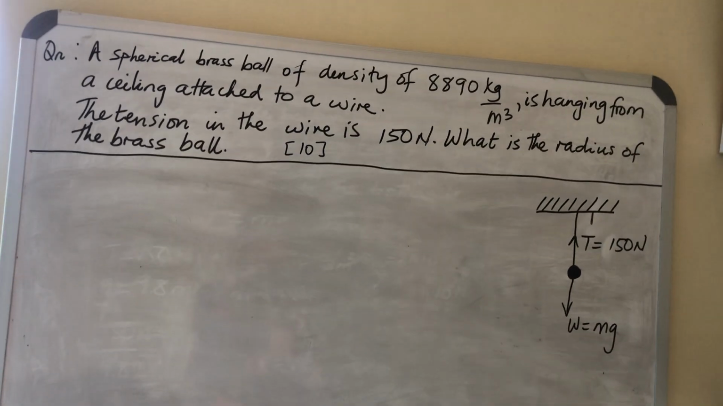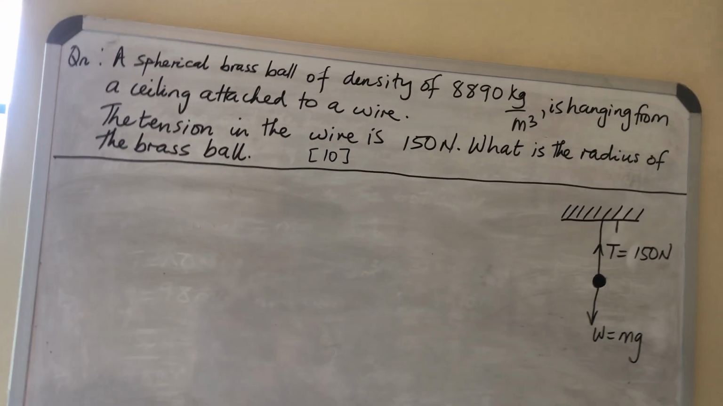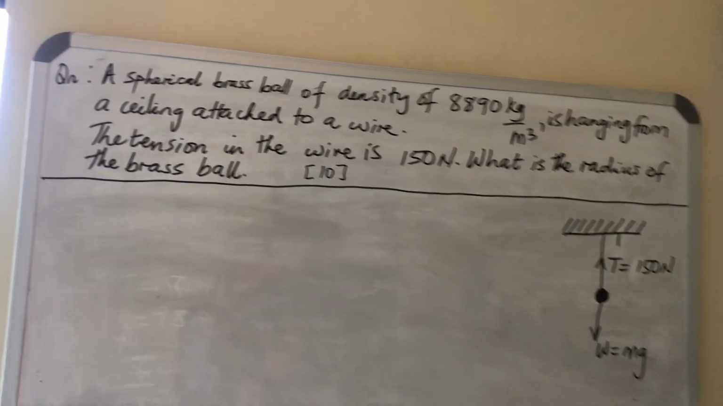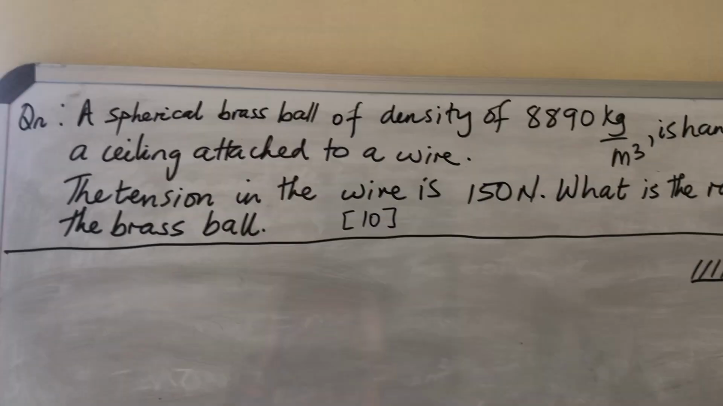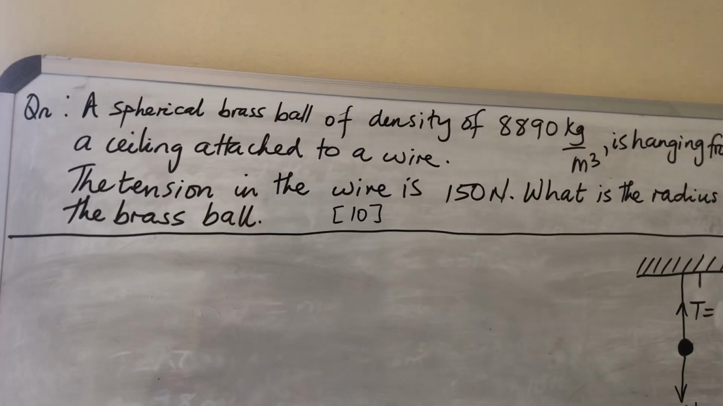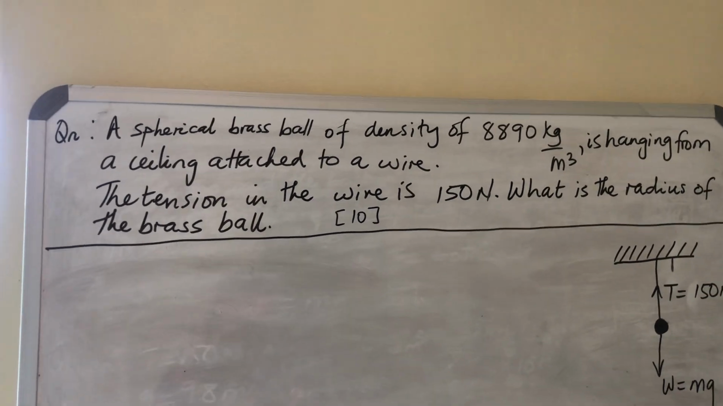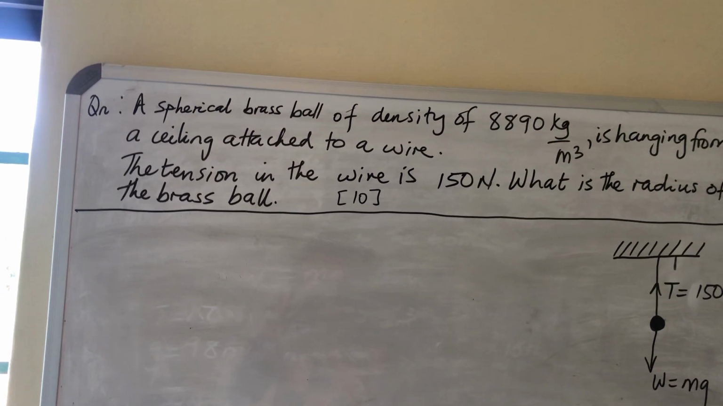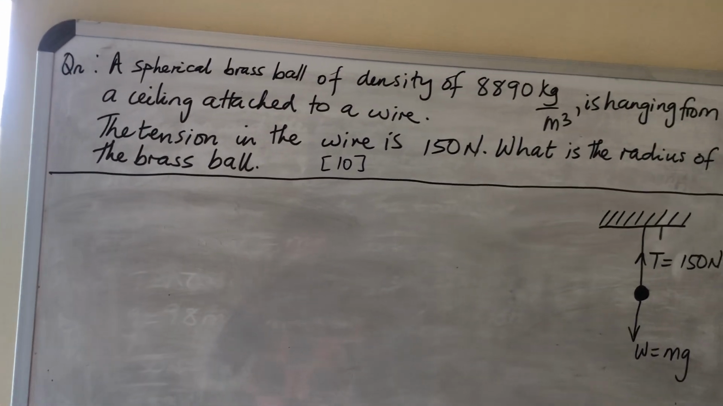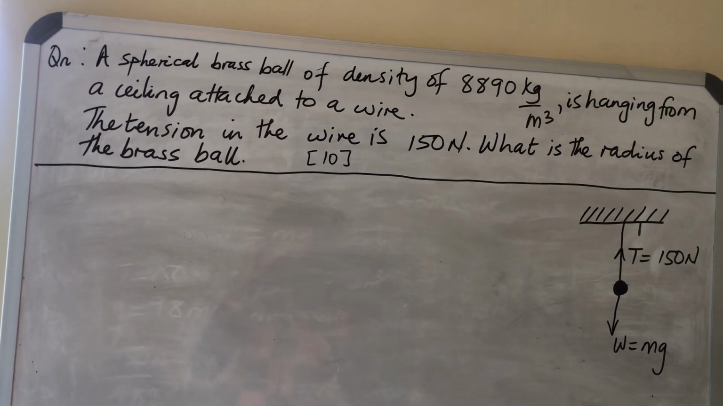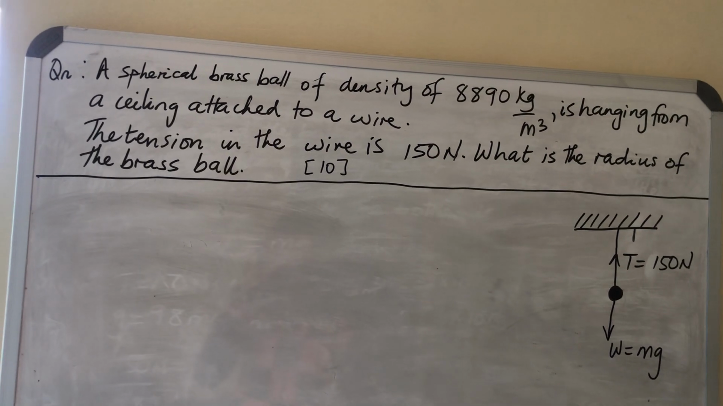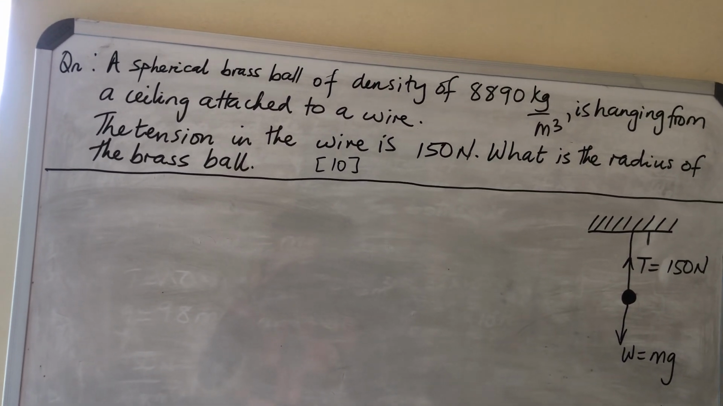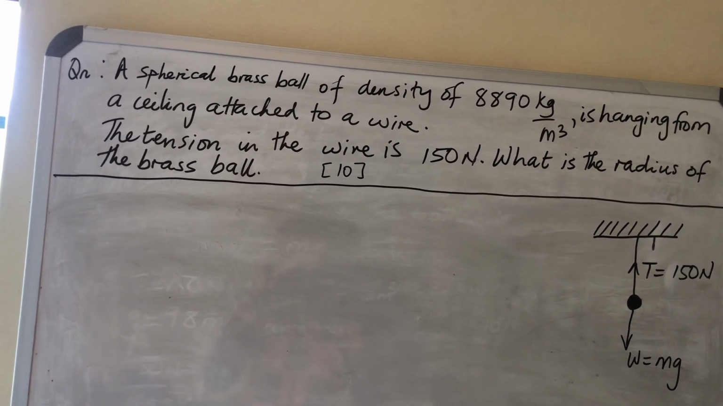So today we've got this question, and the question reads: a spherical brass ball of density 8890 kg per cubic meter is hanging from a ceiling attached to a wire. The tension in the wire is 150 newtons. What is the radius of the brass ball?